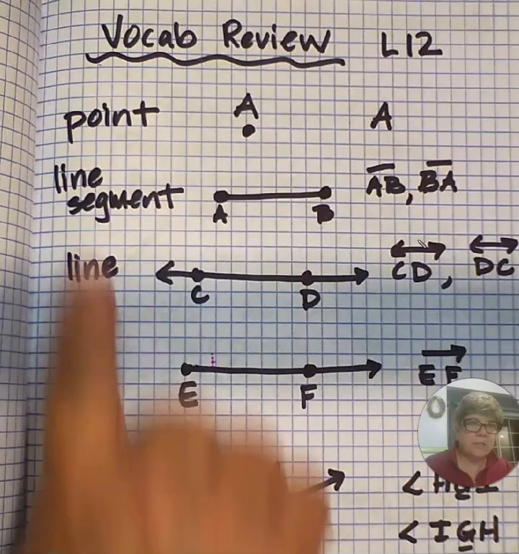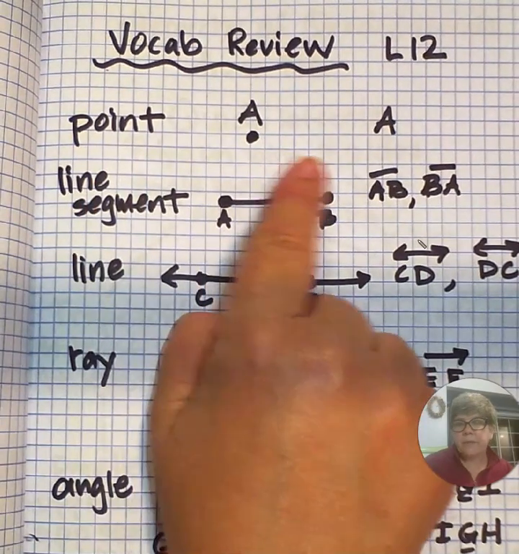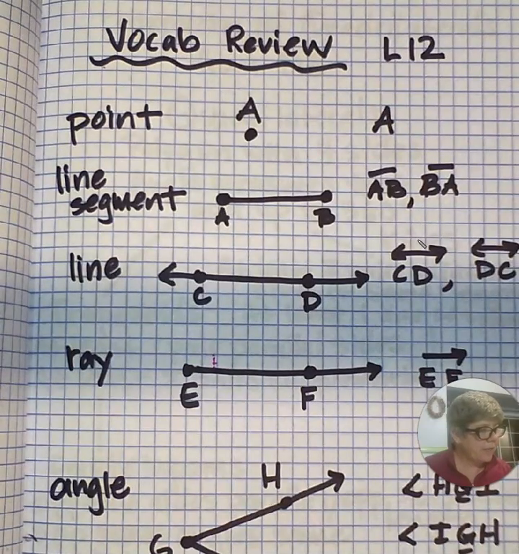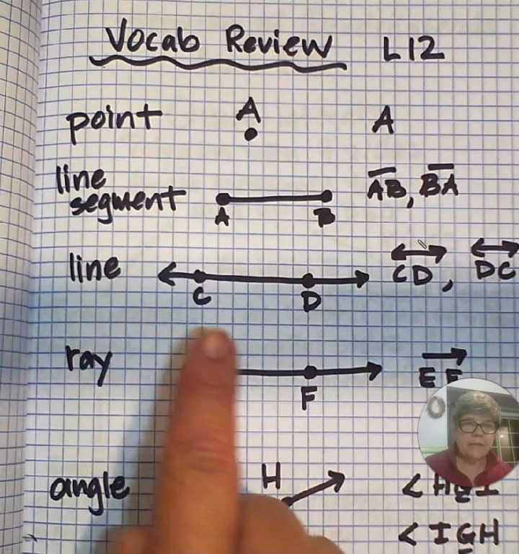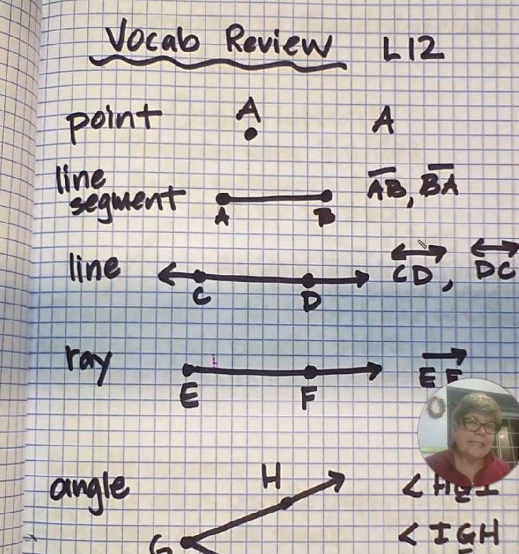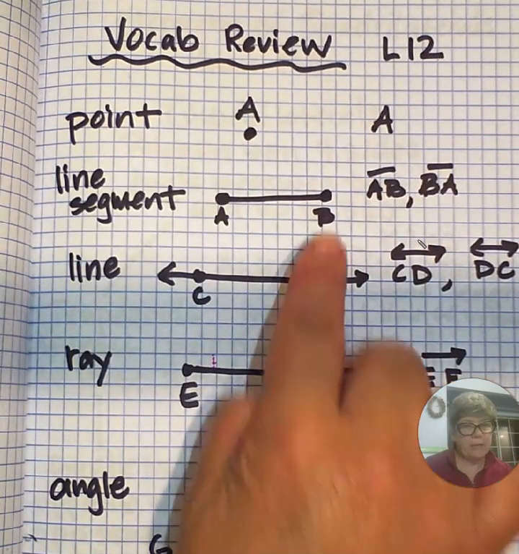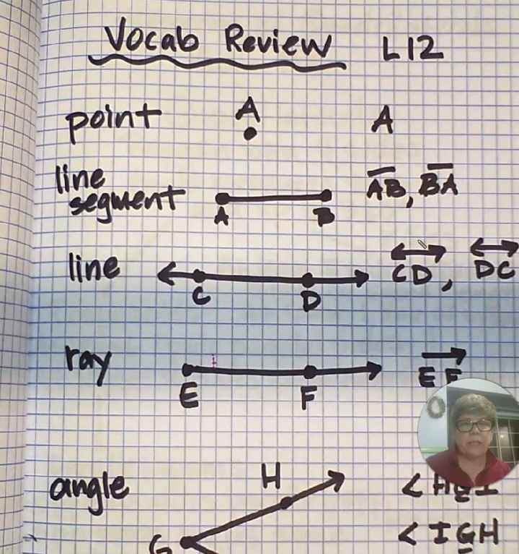So a point, like point A, is called A. Then we have a line segment, and you see that it has points at either end. That's what makes it a line segment, because it doesn't go on forever. It is stopped at both ends. And we show it by AB or BA. It could be named by either one of them first on your line segment.